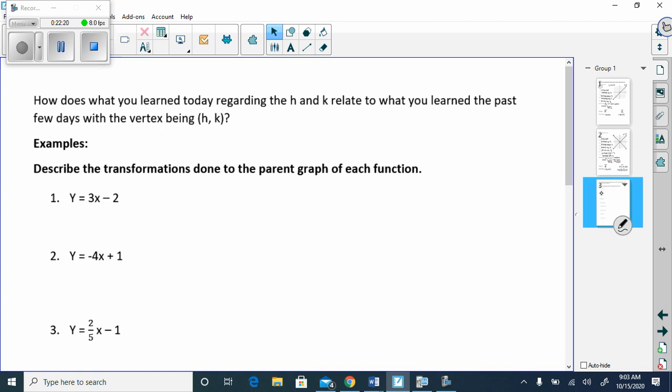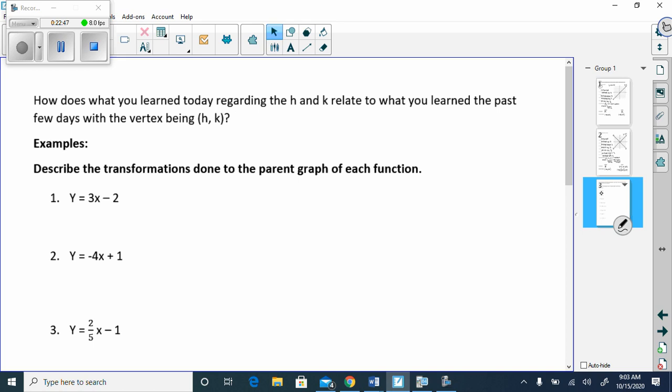It says, how does what you learned today regarding the h and k relate to what we learned in the past few days with the vertex being h and k? So in the past, we knew that h and k formed the vertex, right? We knew that that was like our starting point. But now we also know that that's going to control left and right as well as up and down shifts.